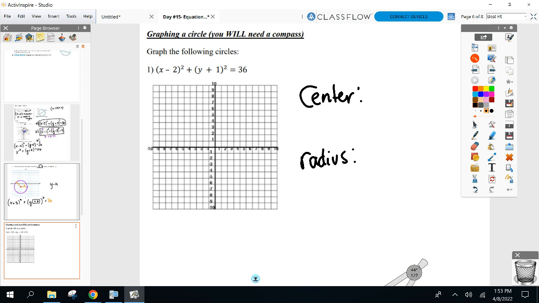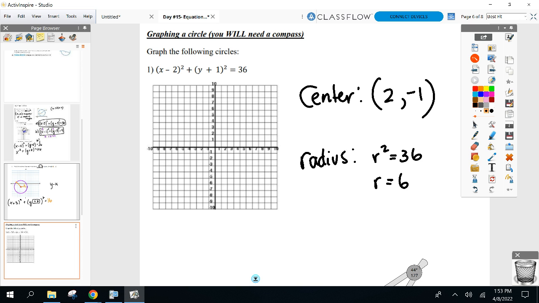If I have x minus 2 in the first parenthesis, what must have been the x coordinate of the center then? 2, positive 2. And if I have plus 1 in this second parenthesis, what's your y coordinate of the center? Negative 1. And here's where I need you to be careful. What's my radius? 36 is the r squared. So the radius length, 6.